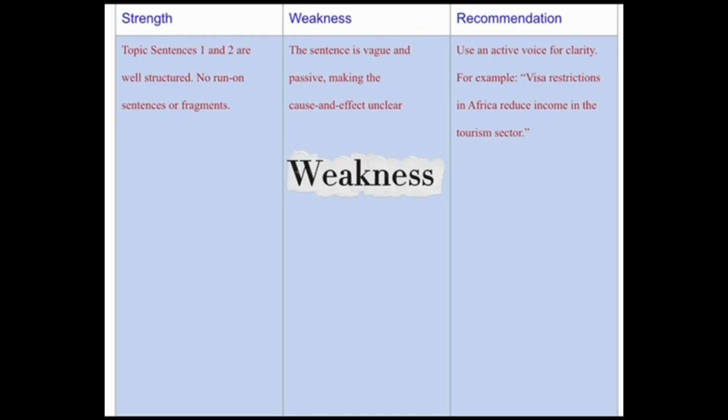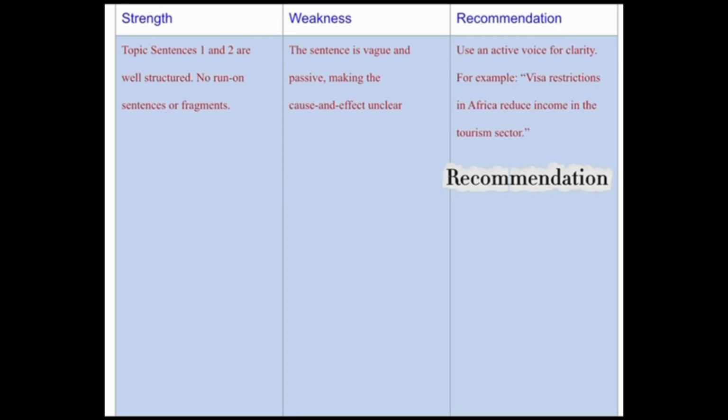To reduce misinterpretation, the sentence should be more active and specific, demonstrating cause to effect relationships. Recommendation: the original sentence is suitable for an academic essay if it follows the essay's flow. However, it can be enhanced using an active voice to clarify the cause and effect relationship, improve flow as a topic sentence, and fit better within the essay structure. For instance, one major effect of visa restrictions in Africa is the reduction of income in the tourism sector.